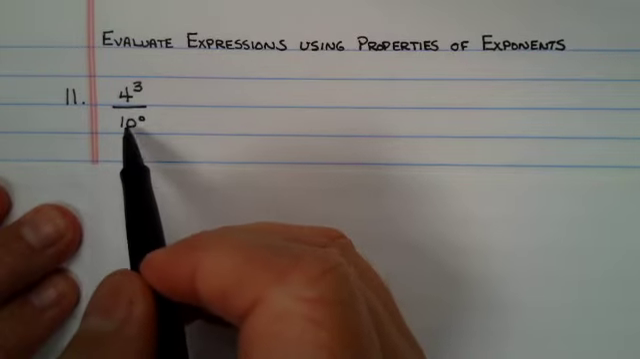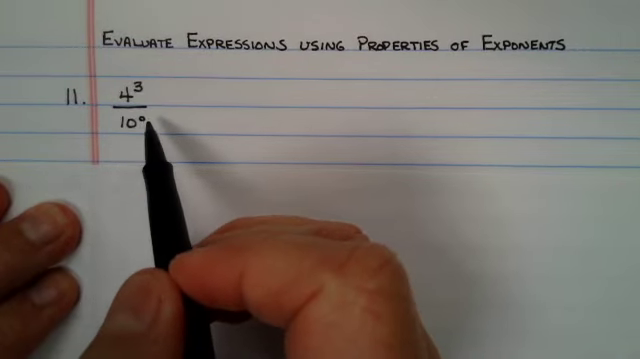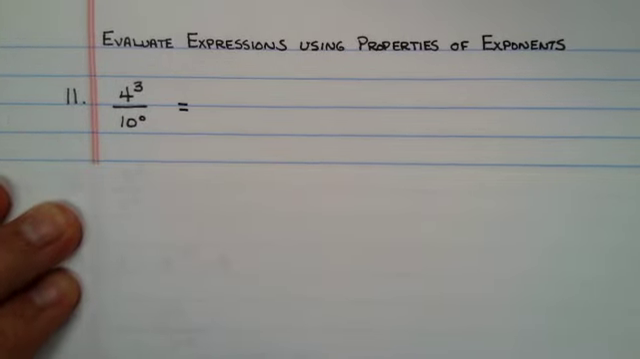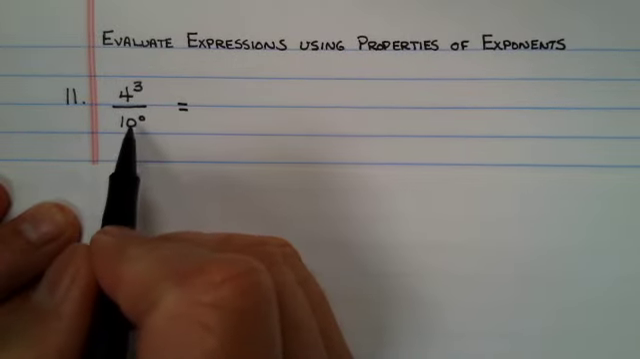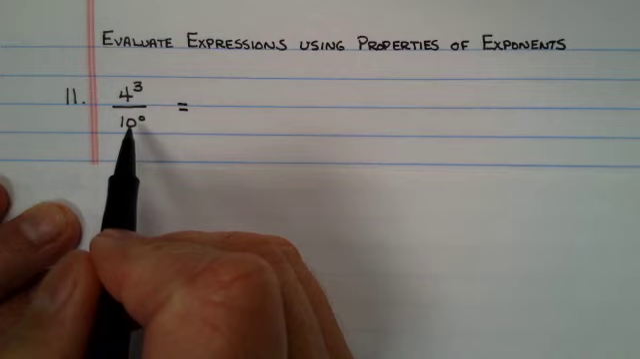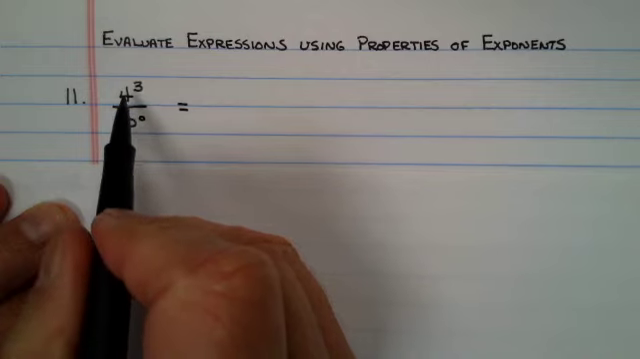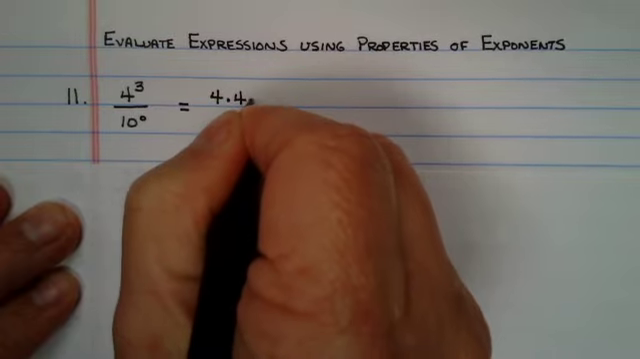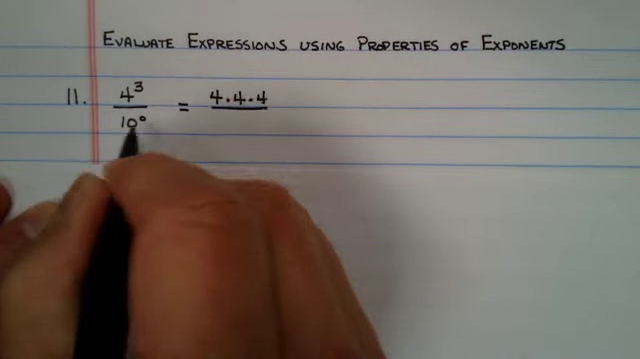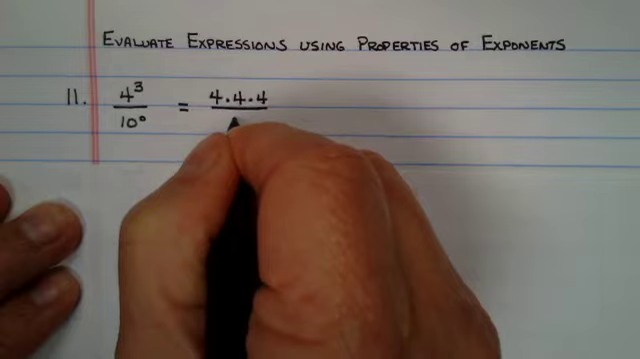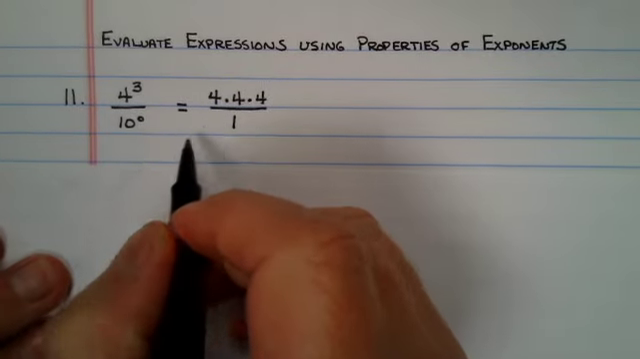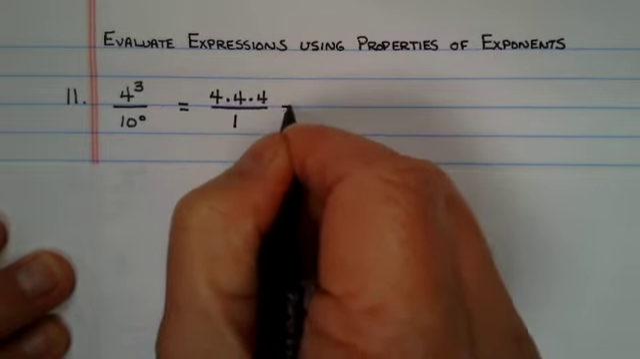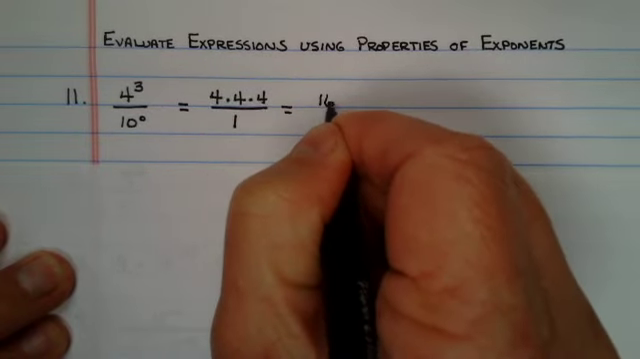Do I have the same base? No. Do I have the same exponent? No. I need to look at each one of these and see if I can do anything to help resolve this. This is simply going to be 4 to the third power. That's going to be 4 times 4 times 4. 10 raised to the 0 power is going to be 1. Again, 10 raised to the 0 power is 1. 4 times 4 is 16.